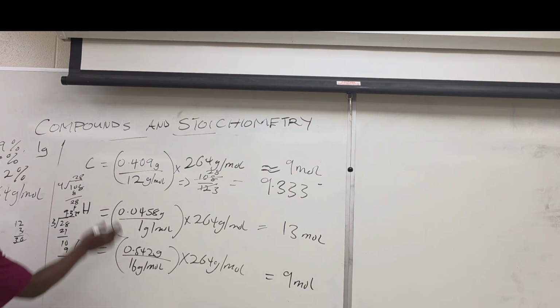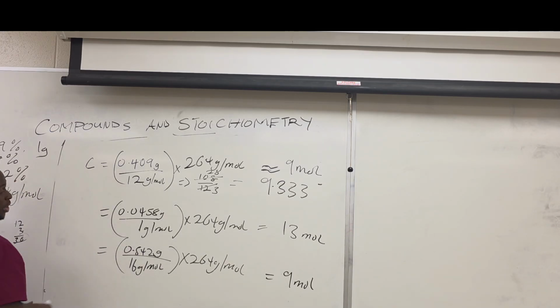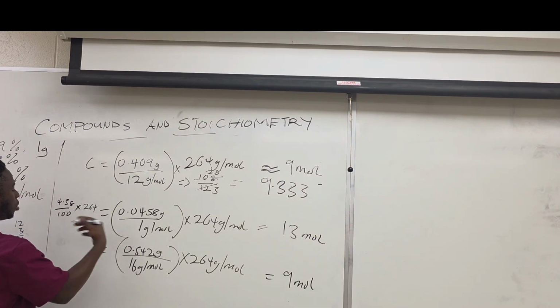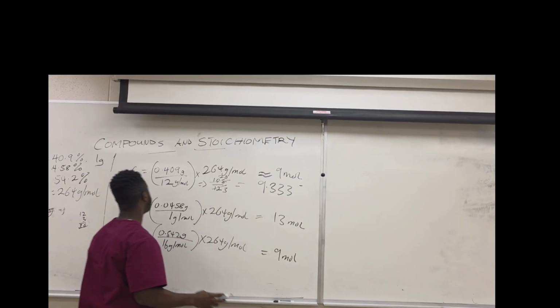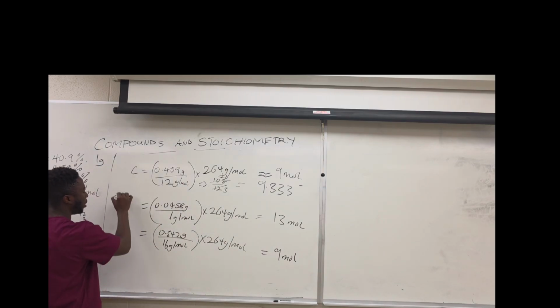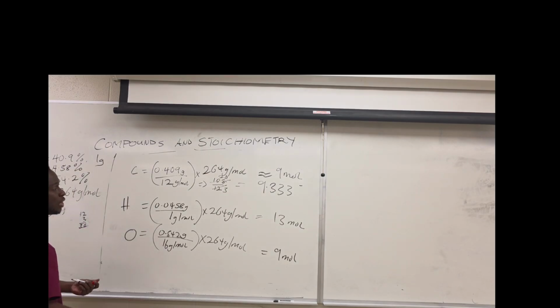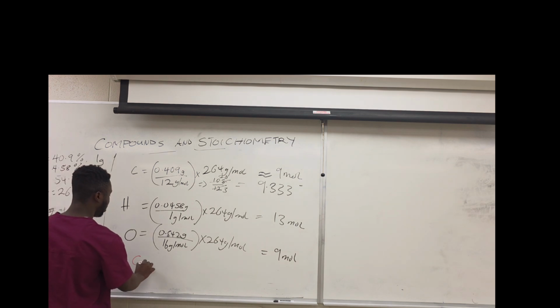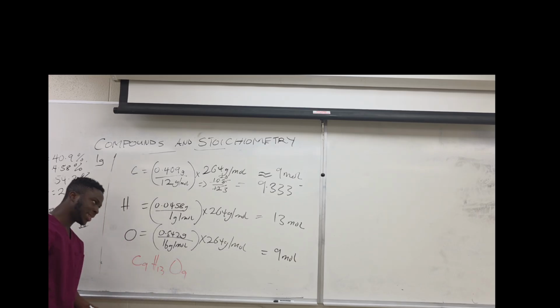Now we could go through the exact same thing and do it for this one, but this shouldn't be that hard. Divide by 16, you're going to get this. So this gives you straight away the general molecular formula. The molecular formula that this is going to give you is going to be C9H13O9.